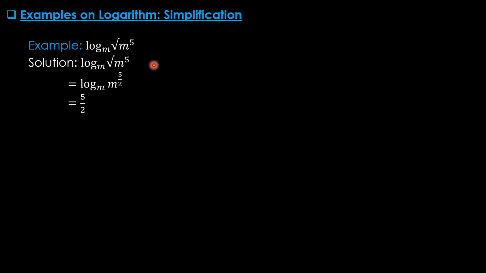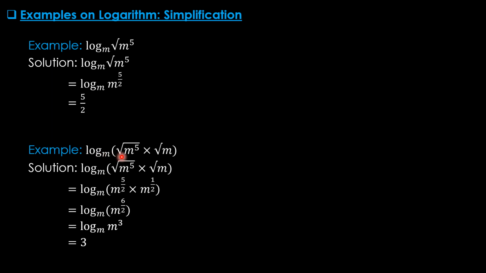This is another example, log square root of m to the power 5 to the base m. So square root of m to the power 5 means m to the power 5 over 2. Then by the exponent law, we just bring 5 over 2 as a coefficient of the logarithm.